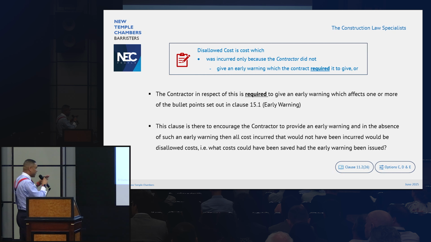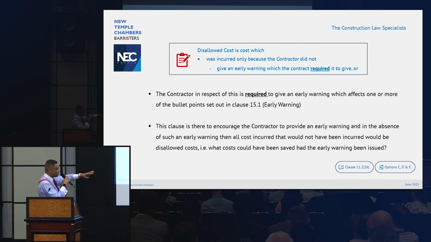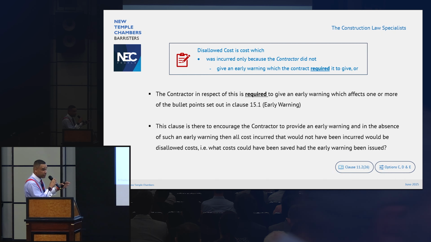And also, I come back to it, what costs could have been saved in terms of calculating and assessing what that disallowed cost would be. It sounds easy and straightforward, but it isn't, to be honest. And again, where I've been asked to advise, it's those sort of grey areas where the amount being deducted is absolutely significant because the contractor hasn't followed or given an early warning, the proper procedure which they should have done.